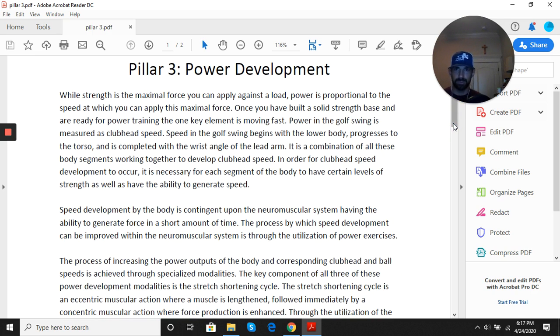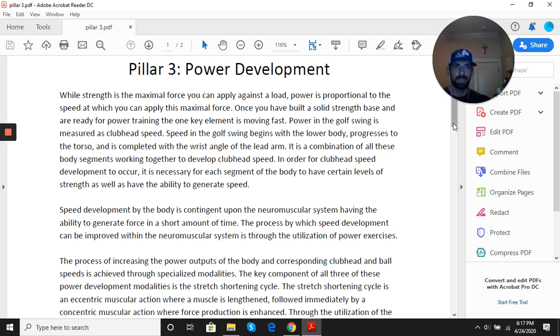So, when we talk about strength, strength is the maximal force you can apply to a load. Power is the speed at which you can apply that force. So, we have to have a strength base. So, that still goes back to pillar number 1. We have to have enough strength to produce force. And then we need to be able to take that strength and use it as speed and power.